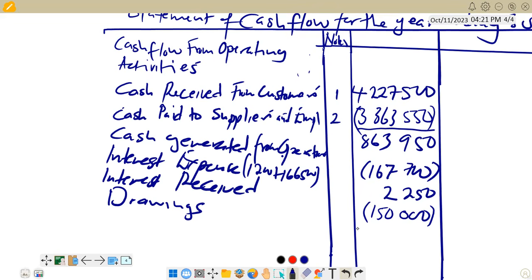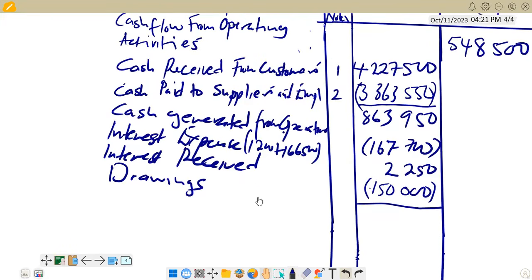operating activities. Right. So we now add, this one is a positive 863,950. We subtract 167,700. We add 2,250. We subtract 150,000. Then when you do that, we are going to get a positive figure of 548,500. So remember, we have got our cash flow from operating activities here. So that's where we're going to put the answer there, which is 548,500.